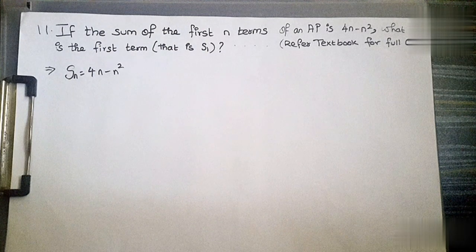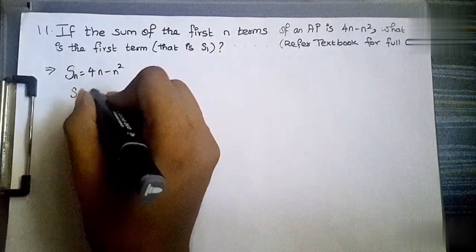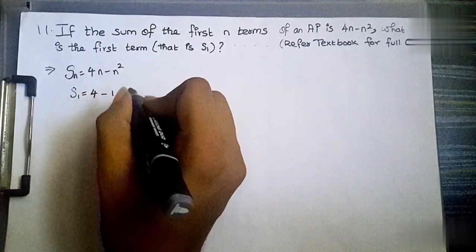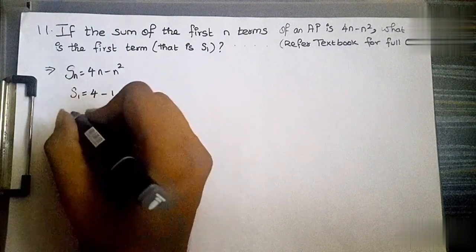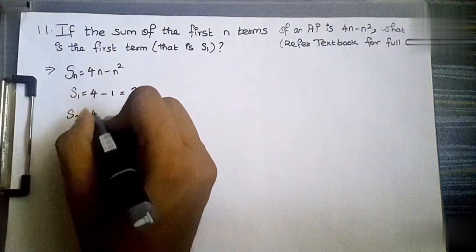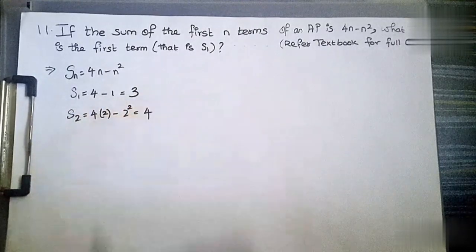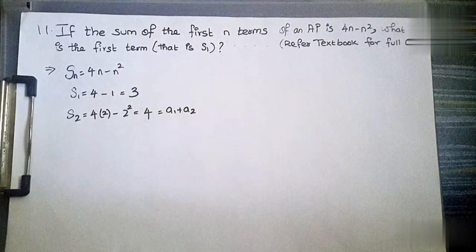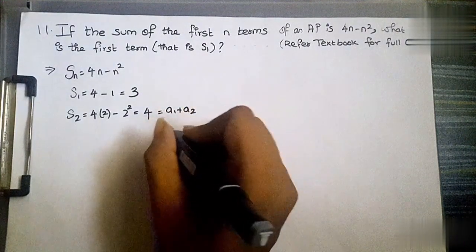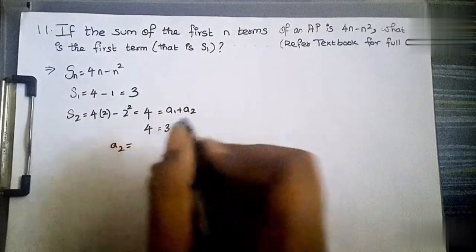Now first find what is the value for the first term, that is S1, that is equal to 4 minus 1, that is 3. So this will be your first term. Then find S2, that is 4 into 2 minus 2 square, that is equal to 4. Now S2 means sum of first two terms, that is equal to A1 plus A2. We know the value of A1 to be 3. Therefore that is equal to 3 plus A2, that is 4. Therefore the value for second term is 1.